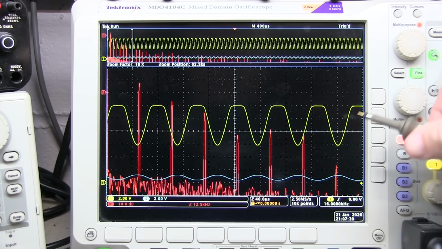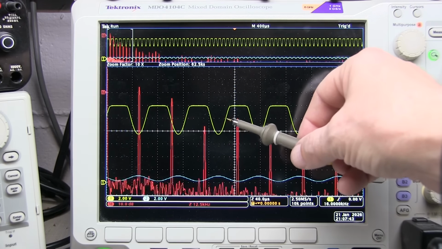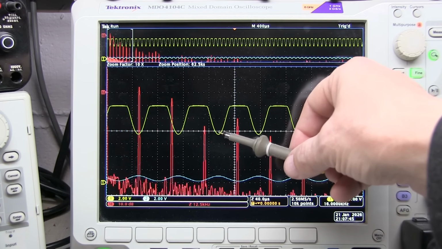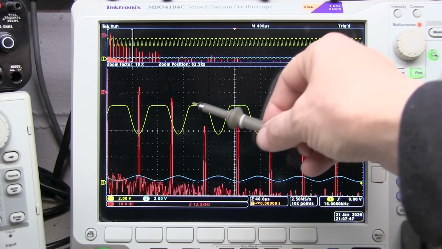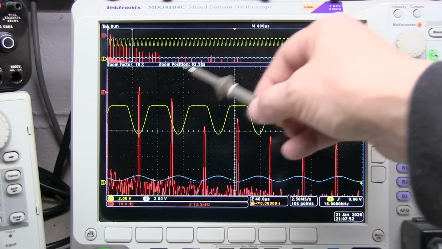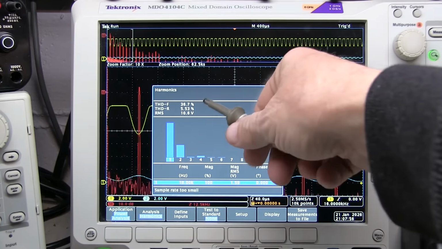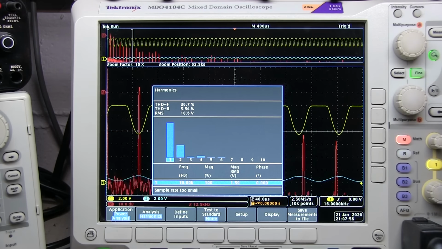If we keep reducing that offset, so I'm in essentially class B where I'm conducting for half a cycle, I'm just going to eyeball it about here. So at about half of the cycle of conduction, we can see that that second harmonic is only down about 10 dB, a little bit less. Some of the other harmonics have come up, and now I'm up at 36% total harmonic distortion.